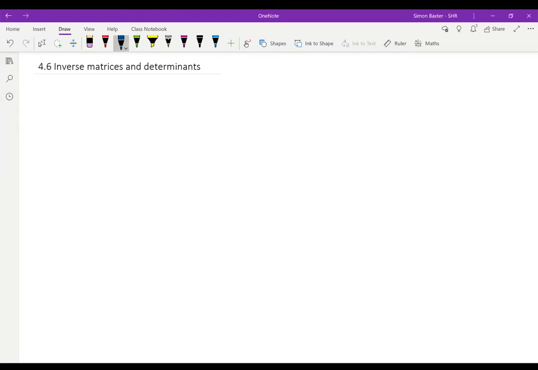In this video, I'm going to talk about inverse matrices and determinants. But before getting onto that, let's just look at the words inverse and identity and see what they mean. If we look at normal addition with numbers, then a plus 0 is a. And this works the other way around, 0 plus a, and we say that 0 is the identity.